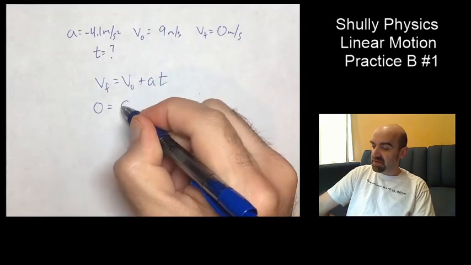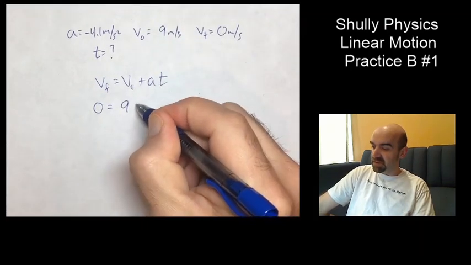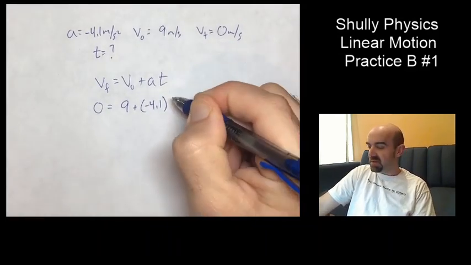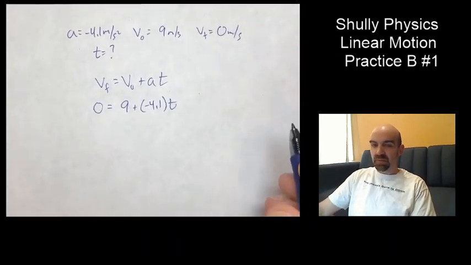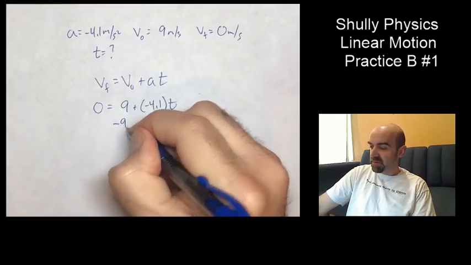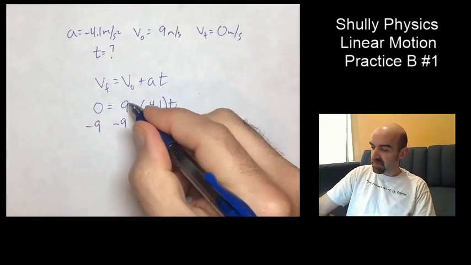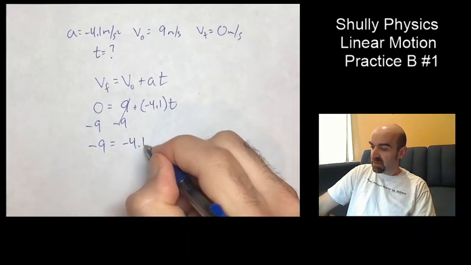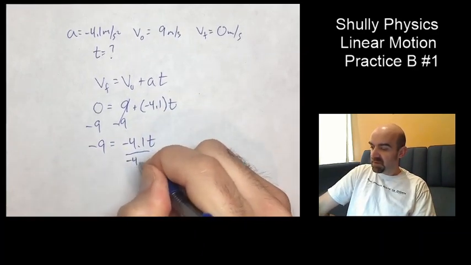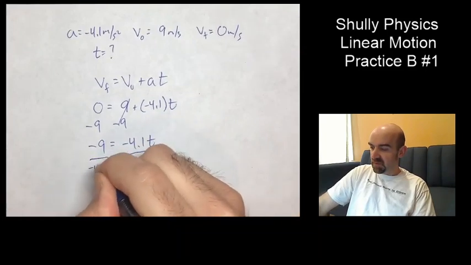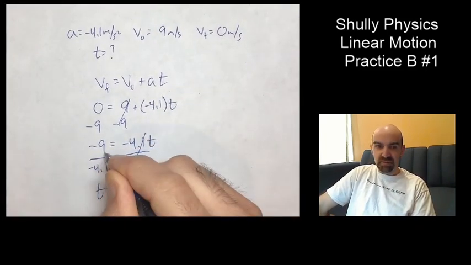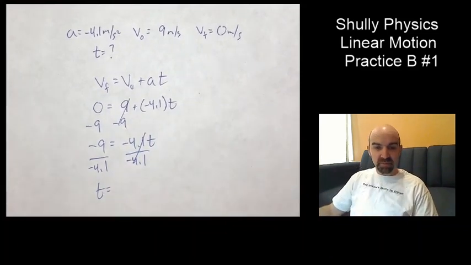9 is the initial velocity. Acceleration is negative 4.1. And t is the unknown. So we're going to solve that through with algebra. 9's cancel. Negative 4.1 t. And divide both sides by negative 4.1. So our time is negative 9 divided by negative 4.1.